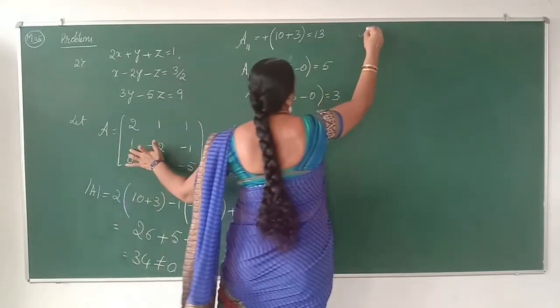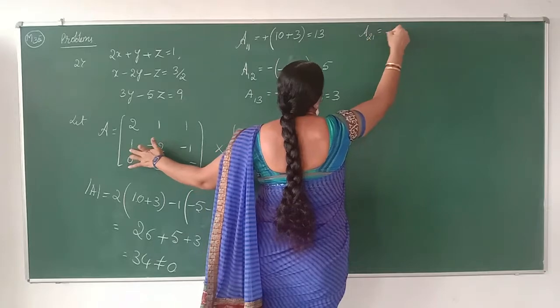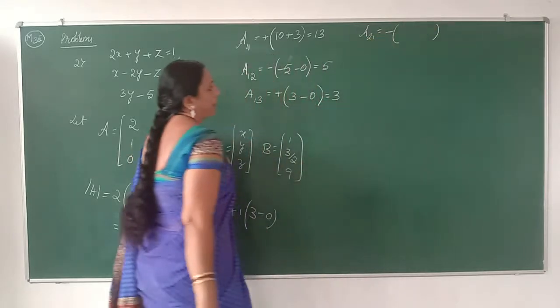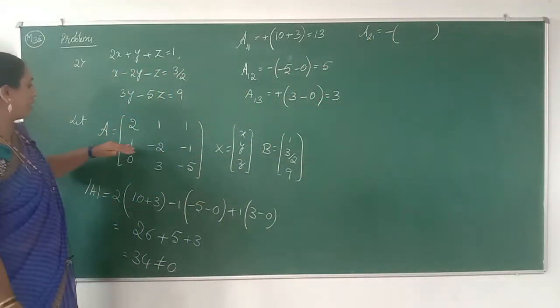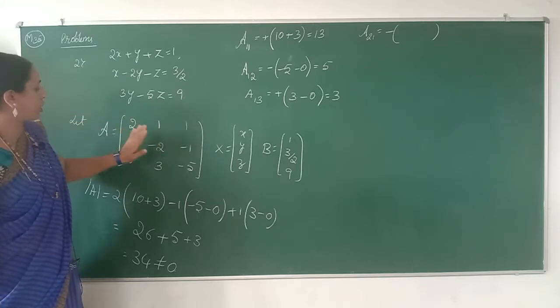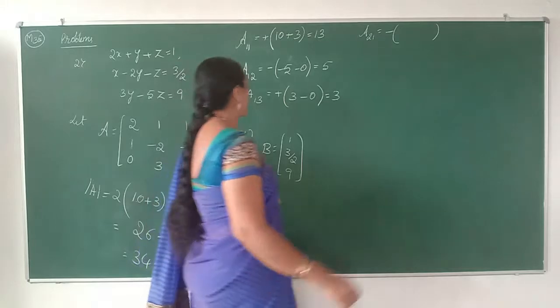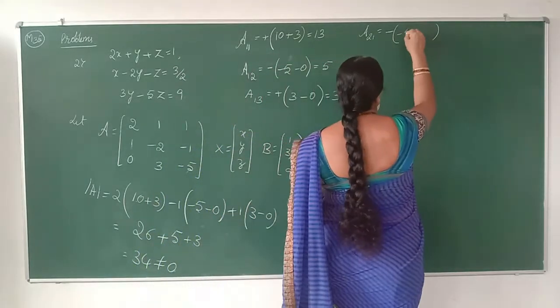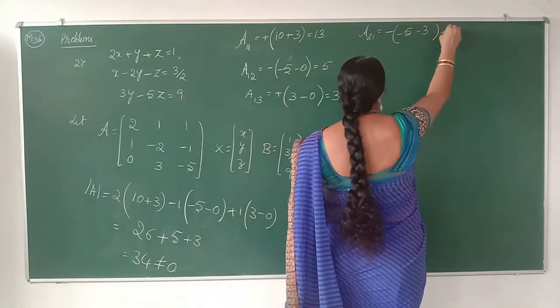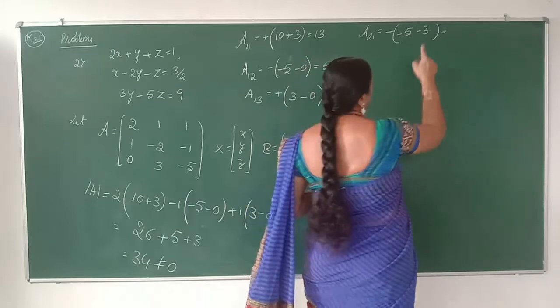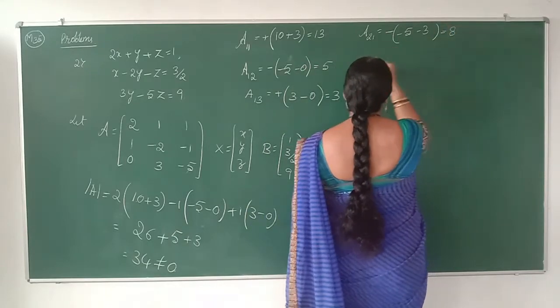The next element is A21. A21 is multiplied by minus, and it's the element of second row, first column, and these get neglected. Remaining get cross multiplied, minus 5, minus 3. So minus 5 minus 3 is minus 8. Minus into minus is plus 8.